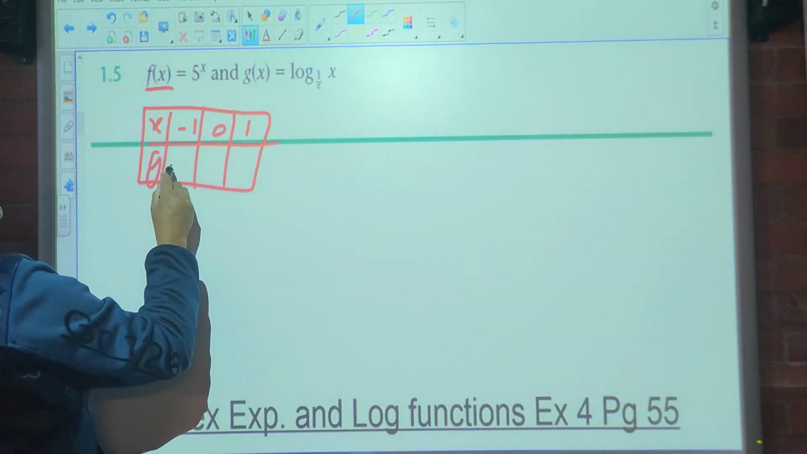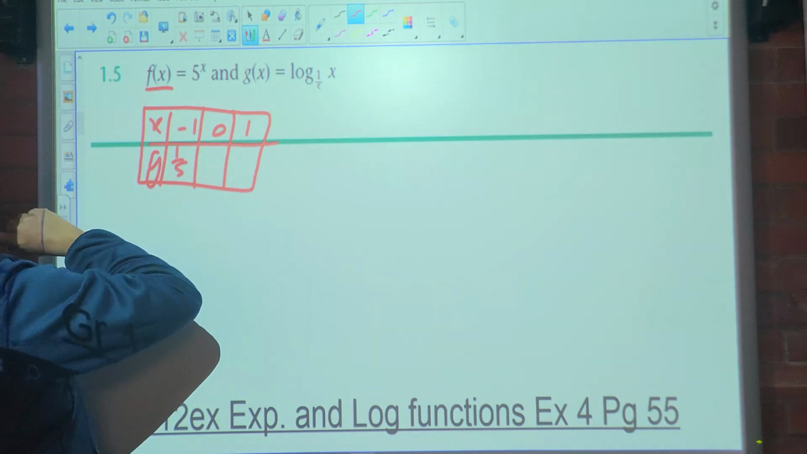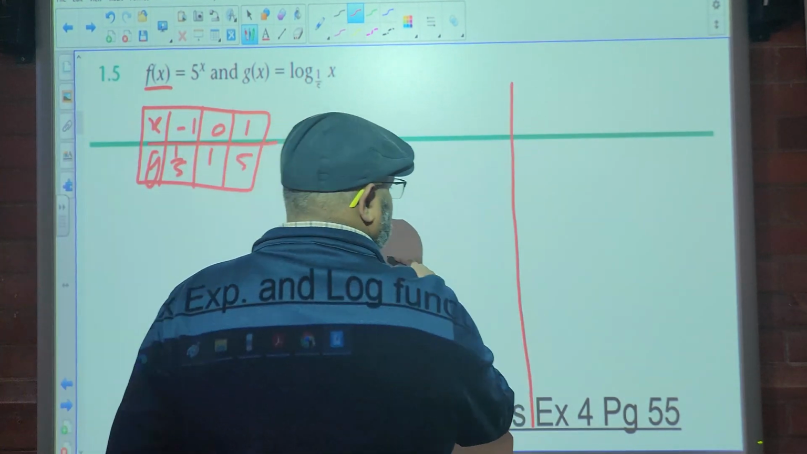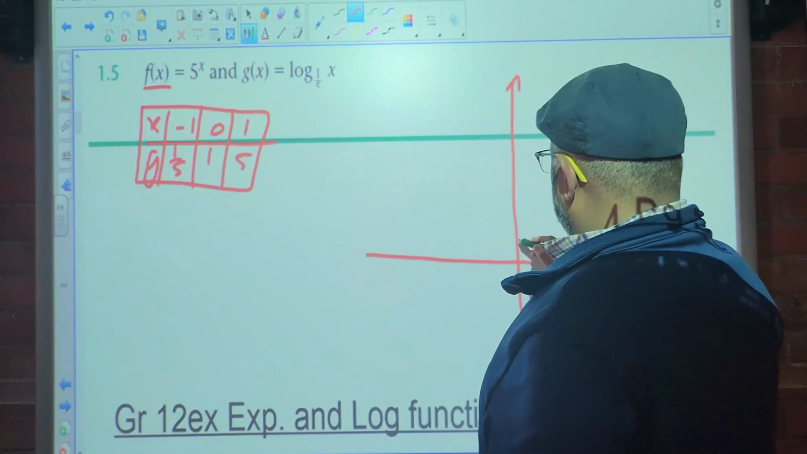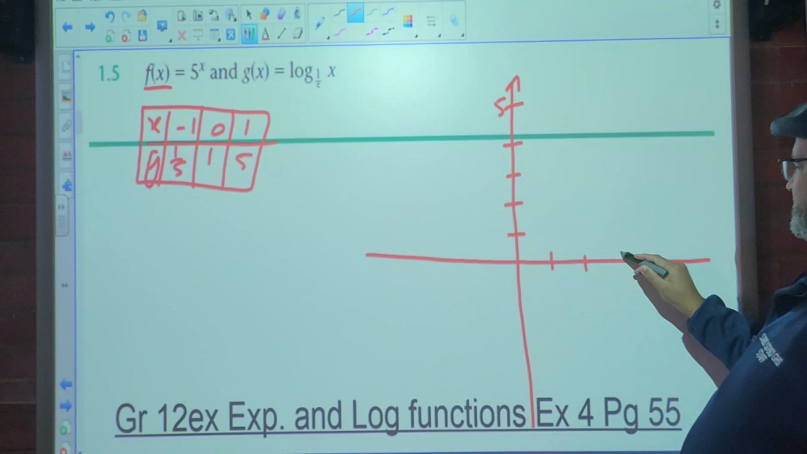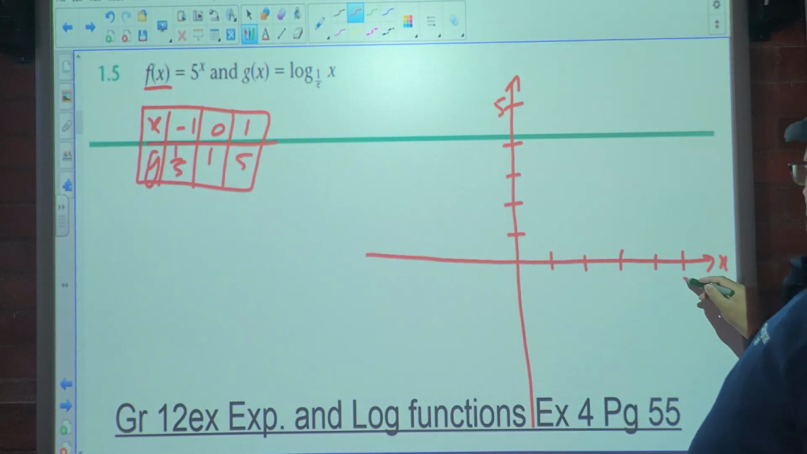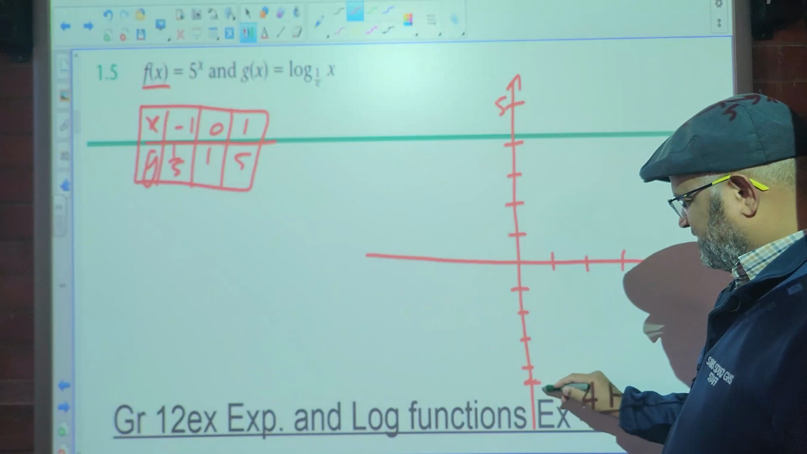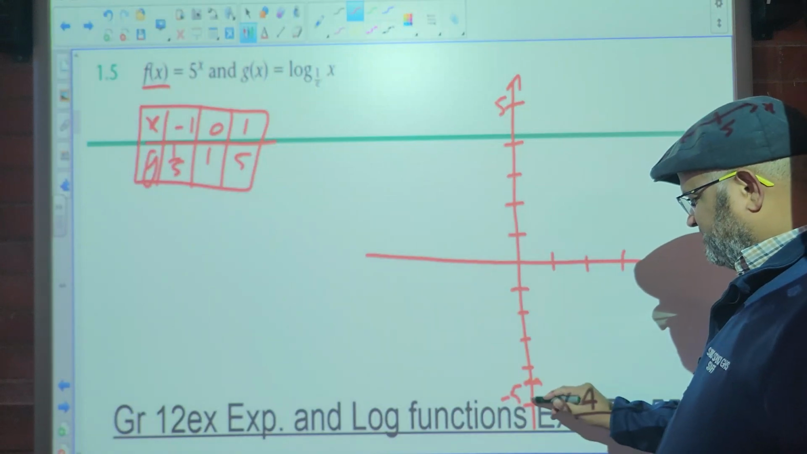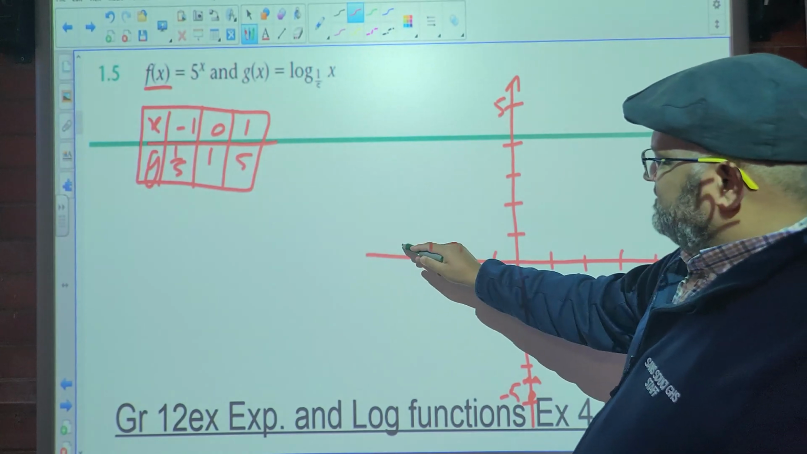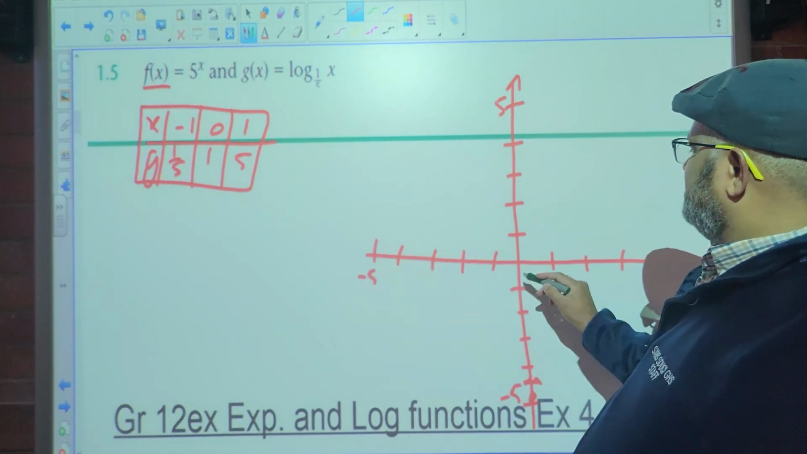negative 1 is going to give us 1 over 5, 1 and 5. There's 1, 2, 3, 4, 5. Minus 1, 2, 3, 4, 5. Minus 1, minus 2, minus 3, minus 4, minus 5. We'll put it a bit lower. Minus 1, minus 2, minus 3, minus 4, minus 5.